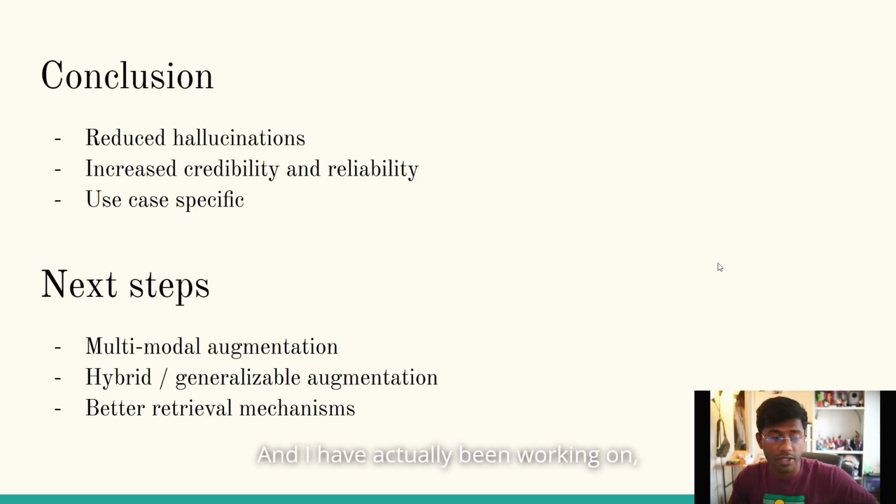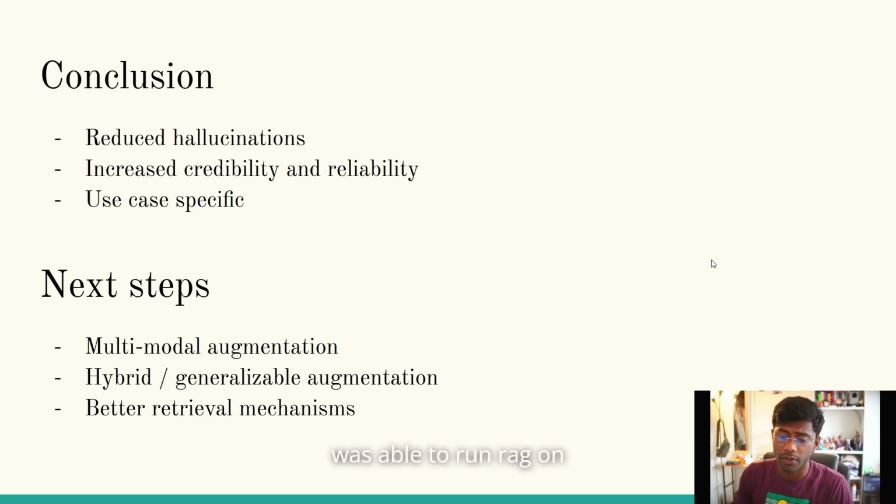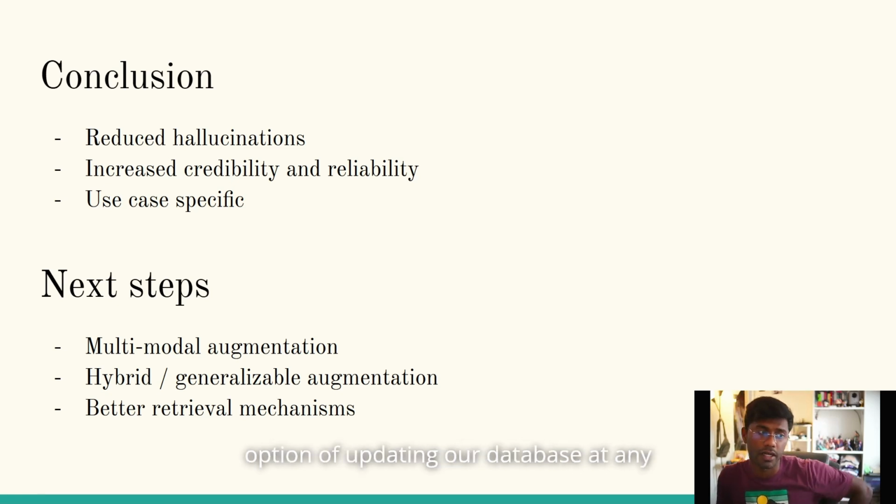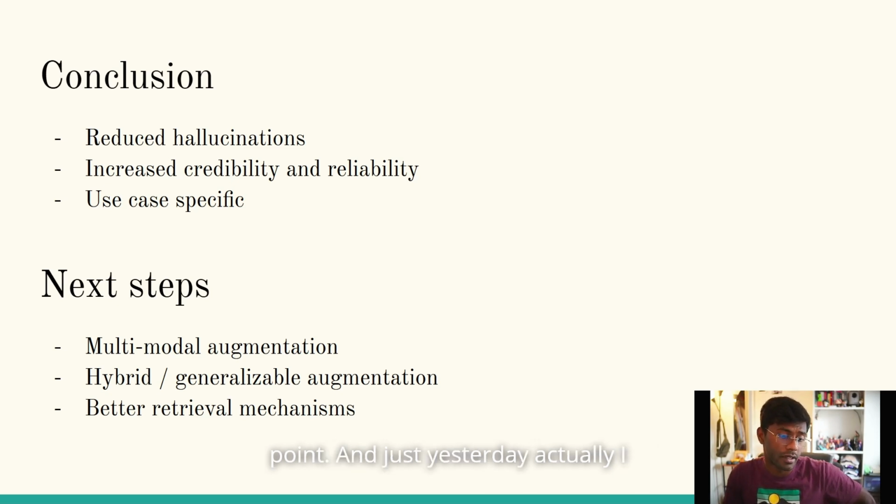And I have actually been working on testing these out locally. I was able to run RAG using a vector database called ChromaDB, and it did work pretty well. I've been working with local inference using Ollama, using Llama 3.2, and now Gemma 3 12 billion. It does run pretty well, and RAG is pretty impressive because it provides us the option of updating our database at any point. And just yesterday, actually, I got to test out LightRAG and MiniRAG.